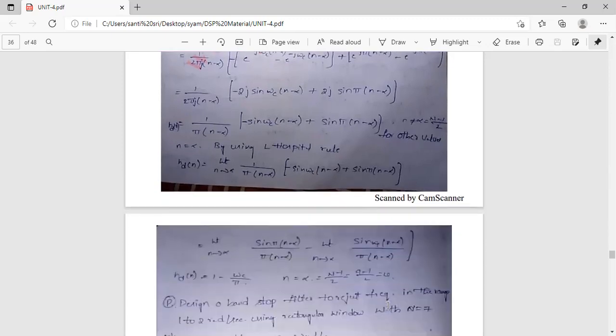So hd of n equal to limit n tends to alpha, sin pi into n minus alpha by pi into n minus alpha, minus limit n tends to alpha, sin omega c into n minus alpha by pi into n minus alpha. So hd of n equal to 1 minus omega c by pi, where alpha equal to n minus 1 by 2, that is 4.